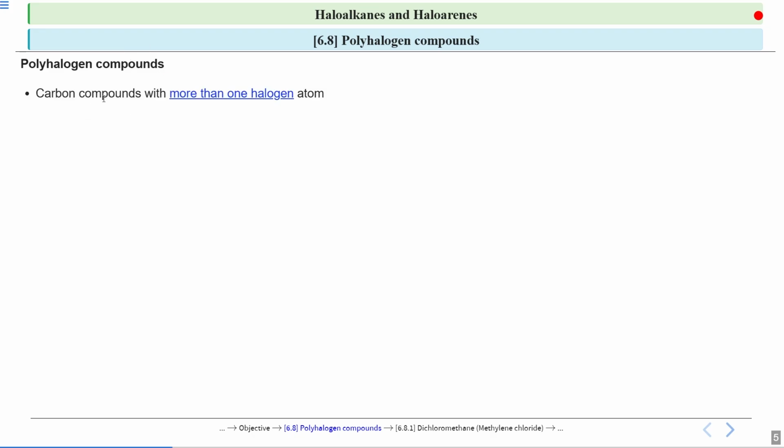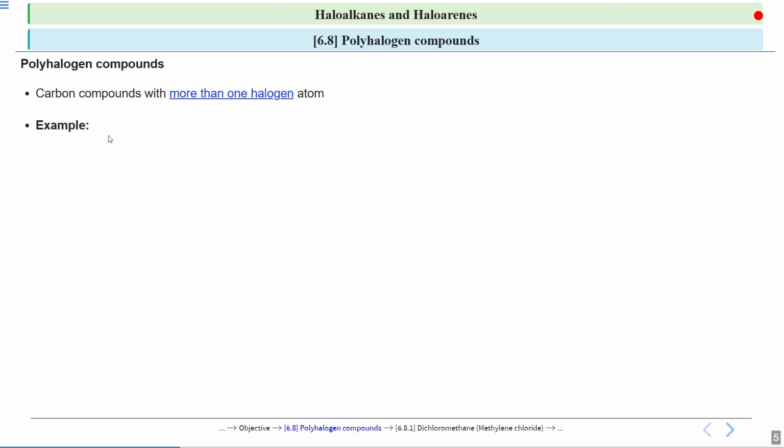Carbon compounds with more than one halogen atom. Because we are saying polyhalogen, that means more halogen is going to be present in those compounds. So the carbon compounds having more than one halogen atom are known as polyhalogen compounds.